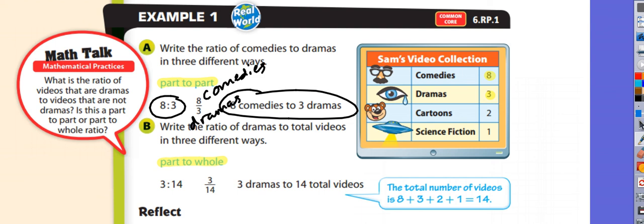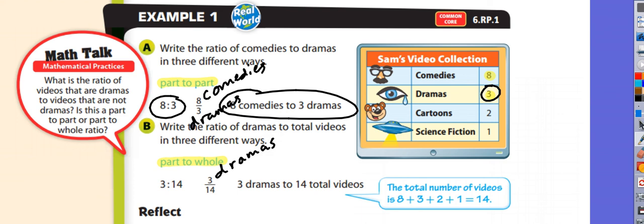B says write the ratio of dramas to total videos in 3 different ways. Now if you examine the numbers in B, it might not make sense to you how you get 14. You can see a 3 there. If you go examine the table, there are 3 dramas. We know that right here, 3 drama videos. So you could actually put that right here. Where's 14 coming from?